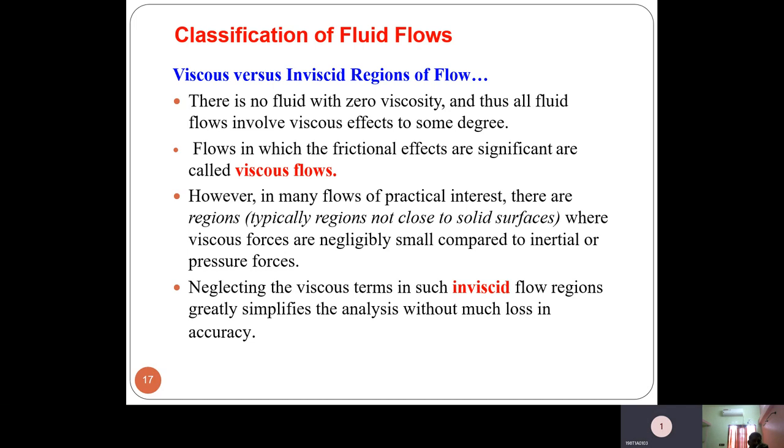However, in many flows of practical interest, there are regions, typically regions not close to the solid surface, where viscous forces are negligibly small compared to inertial or pressure forces. Neglecting the viscous terms in such inviscid flow regions greatly simplifies the analysis without much loss in accuracy. By this slide, what we can say, inviscid flows are the flows in which frictional resistance is negligible. The fluid flows in which the viscous or frictional resistance is negligible are called inviscid flows.